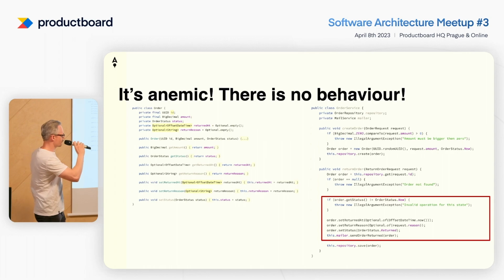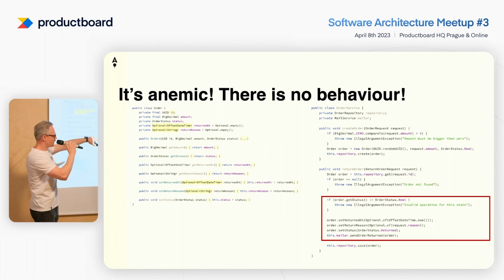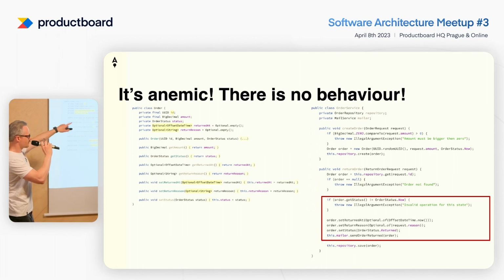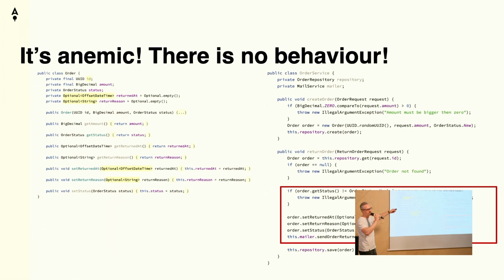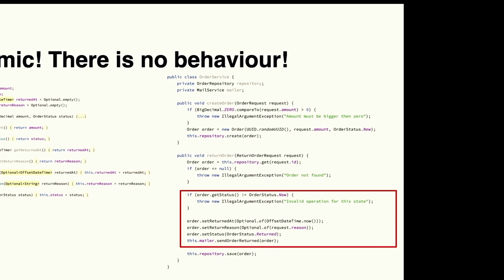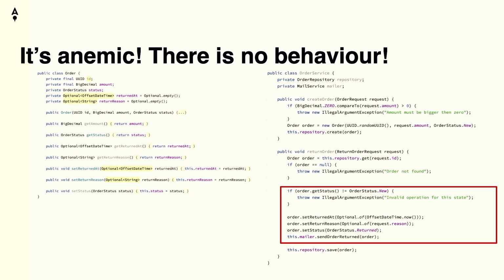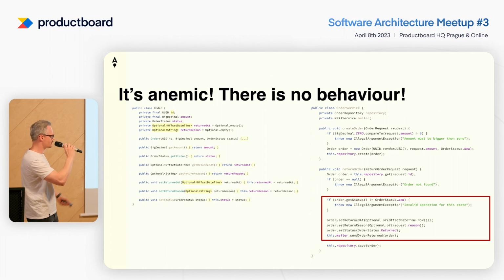Right. And if you look closer to the return order method, you see that I gather order from the database, right? If it's not there, I'm throwing some exception, right? Probably some entity not found exception could be. I just use illegal argument just for an example. I check that the status is correct, right? And if it's not, I'm throwing an exception. After that, I'm setting some attributes to some specific values I want and sending the mail, right? And at the end of this workflow, I'm saving the order into database, right?